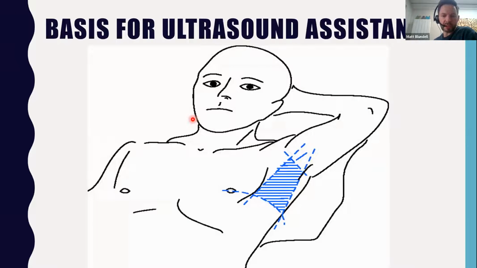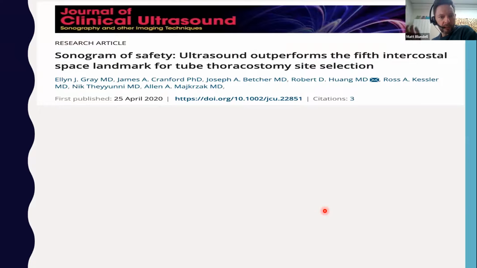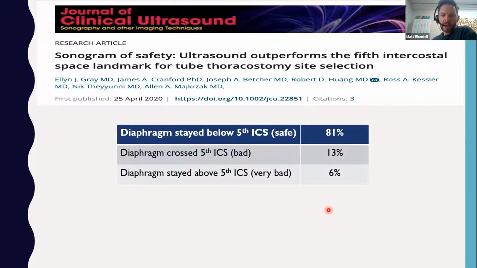So traditionally, we're used to using the BTS guidelines, which is a safe triangle. So the most superior part is your axilla, and the most inferior part is your fifth intercostal space. So it's the fifth intercostal space that causes a little bit of anxiety amongst people because it is fairly low. And there is a study from 2020 that used ultrasound at the level of the fifth intercostal space to look at what the diaphragm is doing at that level. So in 81% of patients, in exploration, the diaphragm was below the fifth intercostal space, which is obviously fine if you're going to pop a chest drain in there.